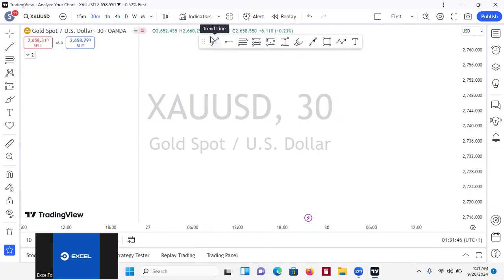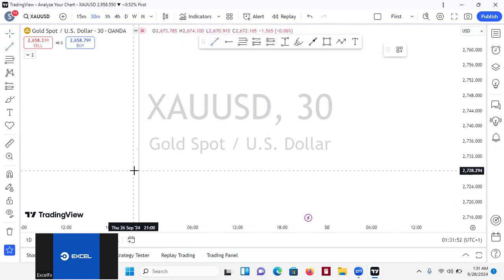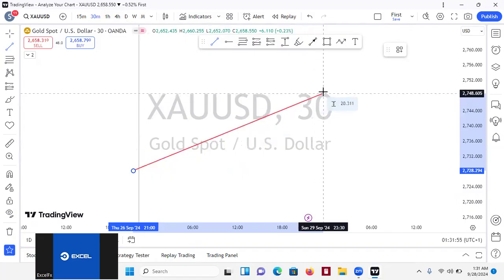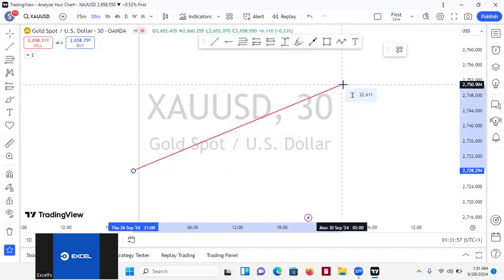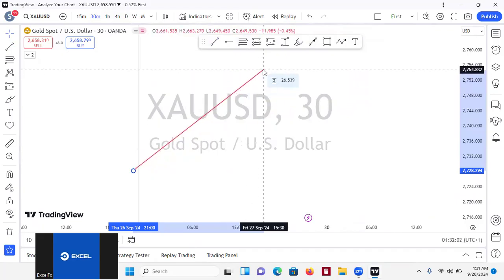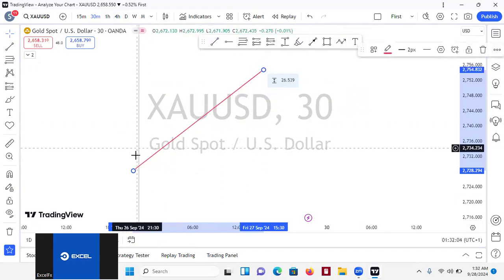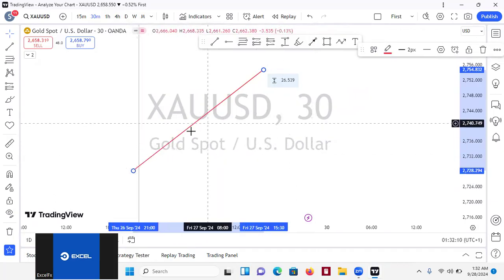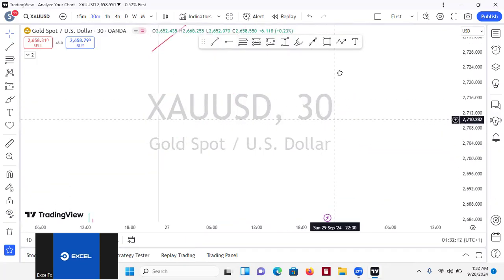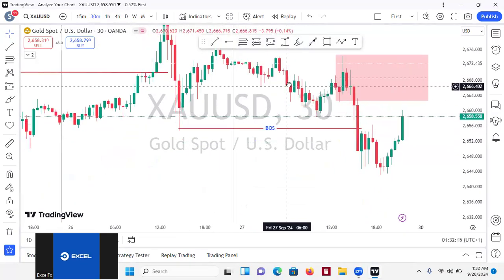The first one is the trend line. The trend line is used to determine the trend. We have an uptrend and a downtrend. It's an uptrend in case the market is going up. You draw it upwards, connecting at least two lows. Let me take you down to the chart to show you.